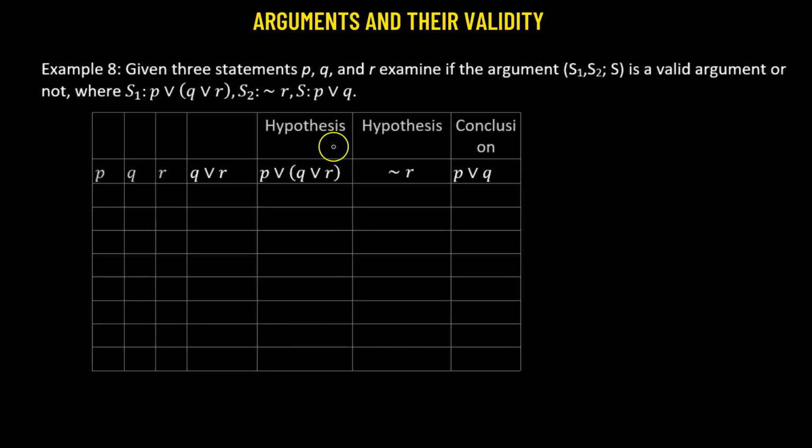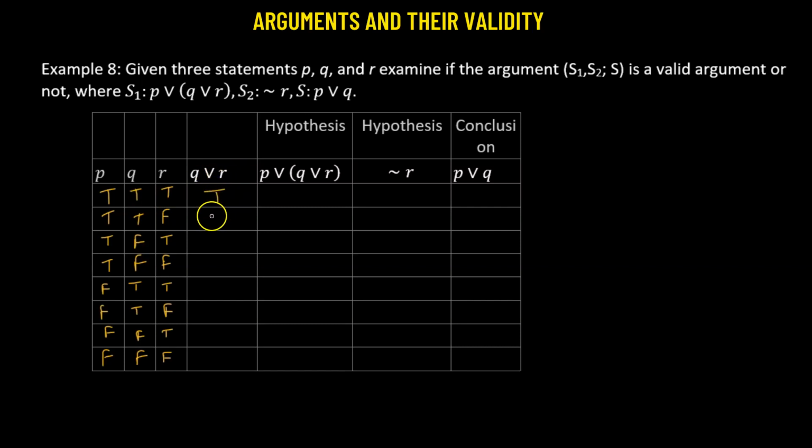So let's try out example number 8. Here we have the given statement, P or Q or R. Hypothesis 2 is not R, and the conclusion is P or Q. Since there are three statements, we will first list out the truth value possibilities for P, Q and R. So first we consider the disjunction Q or R.